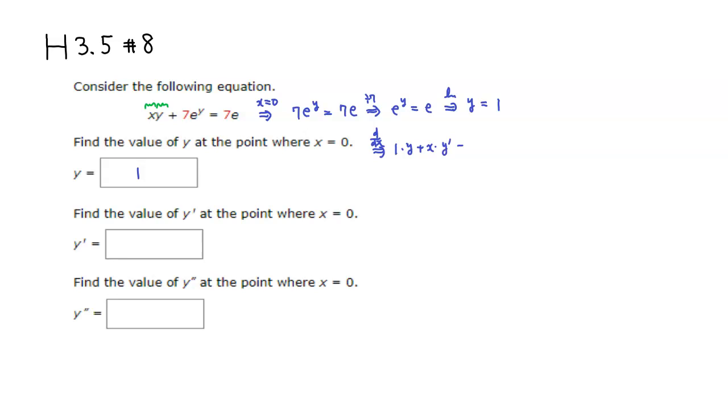Plus, the derivative of that: 7 is just a number, and the derivative of e to the y is e to the y times dy over dx, so I'm going to put y prime. This is equal to, right-hand side is 7e, which is a constant, so the derivative is going to be 0. Then we need to solve for y prime. I'm going to shove this y over to the other side, and then I'm going to factor out the y prime.